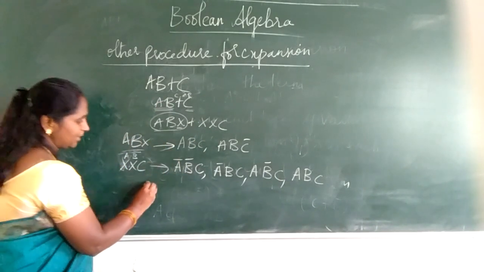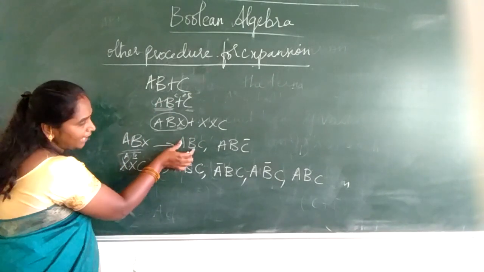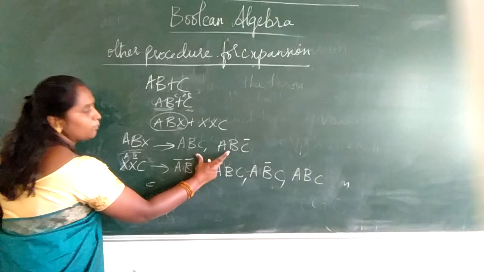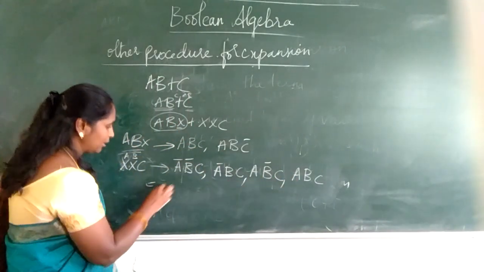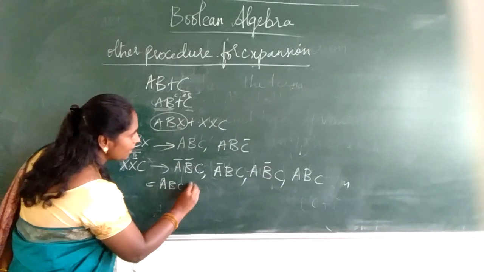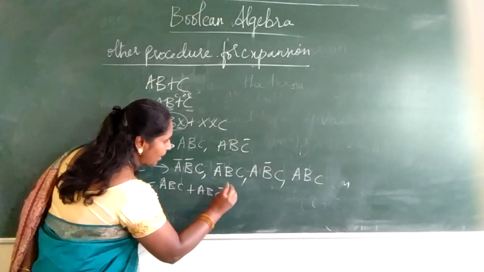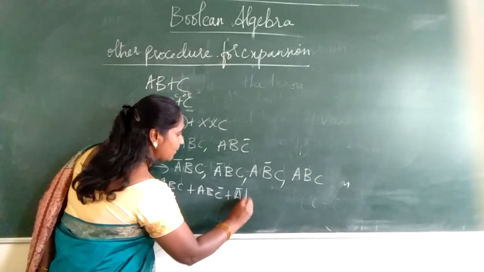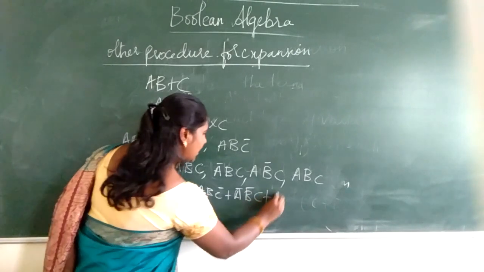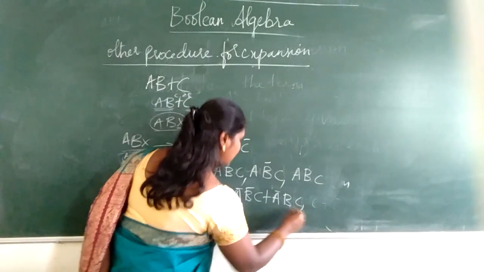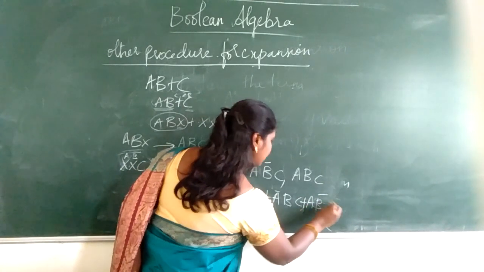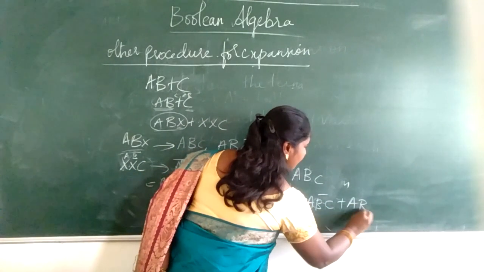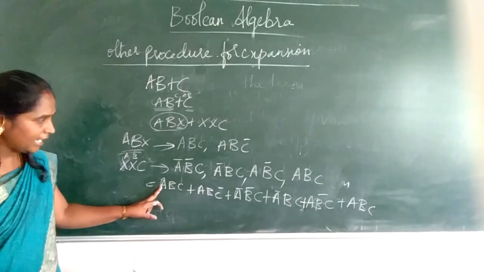You add the terms. First term you have 2 possible combinations. In the second term you have 4 possible combinations. Add that: A, B, C plus A, B, C bar plus A bar, B bar, C plus A bar, B, C. Next, A, B bar, C plus A, B, C. So this is procedure 3 as well.